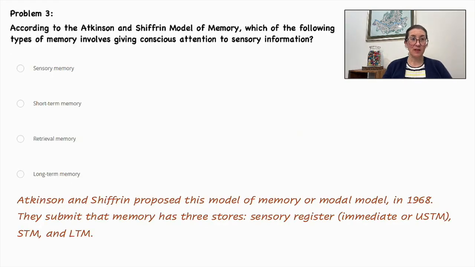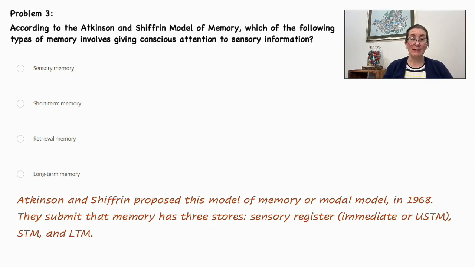Problem number 3. According to the Atkinson and Shiffrin model of memory, which of the following types of memory involves giving conscious attention to sensory information? Let's just take a very brief look at their model. Atkinson and Shiffrin proposed this model of memory, or modal model, in 1968. They submit that memory has 3 stores: sensory register, which is immediate or ultra short-term memory, short-term memory, and long-term memory. So let's look at the answers.